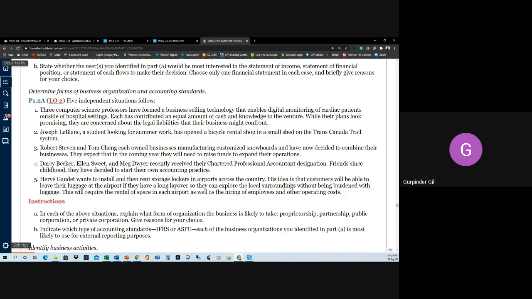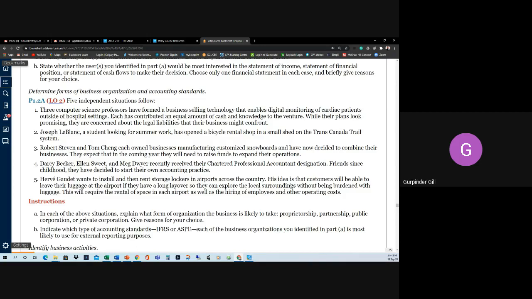So Athena is saying partnership, one for corporation, easy to raise money. Corporation, lots of partnership. Okay, so most of you guys are leaning towards partnership. There are a couple of corporations there.